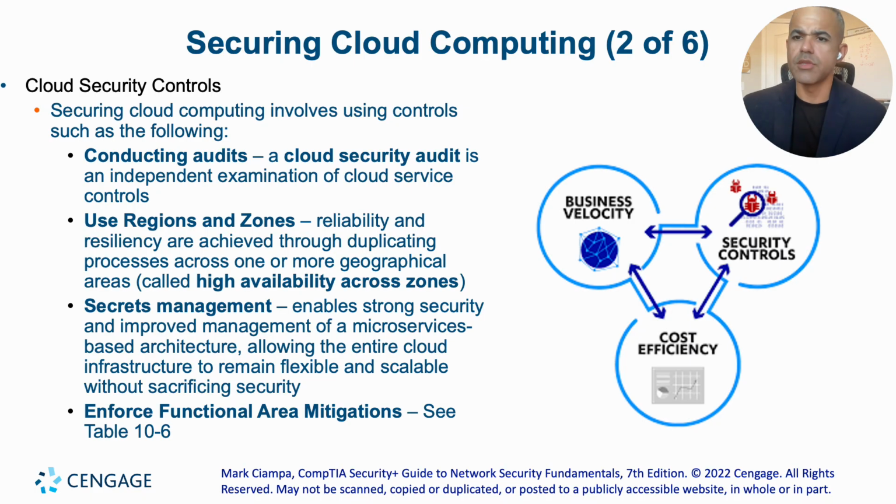You may want to have two DCs and so forth, double wall firewalls, things like that. Secrets management refers to making sure that I have the strongest encryption possible while balancing availability and security, right? Just making sure that all of those keys are being stored in a virtualized HSM or somewhere where all those secrets are being kept. It's going to be extremely important, okay? While still keeping in mind that you need to remain flexible and scalable, right? And then finally, enforcing the functional area mitigation.